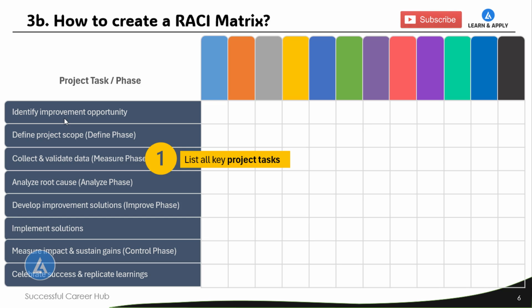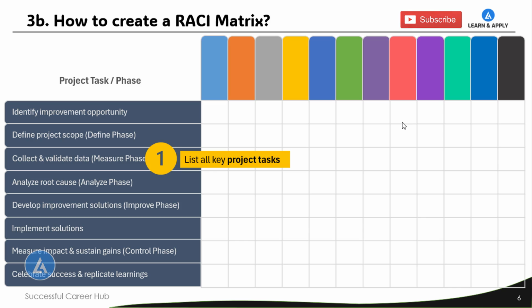For example, we can list down the project tasks or phases like identify improvement opportunities, define project scope in the define phase, collect and validate data from the measure phase, analyze root cause as a part of the analyze phase, develop improvement solutions as a part of the improve phase, implement solutions, measure impact and sustain gains as a part of the control phase, and at the last, celebrate success and replicate learnings.